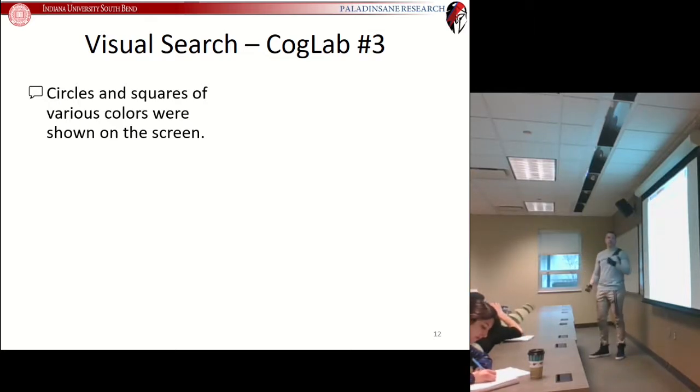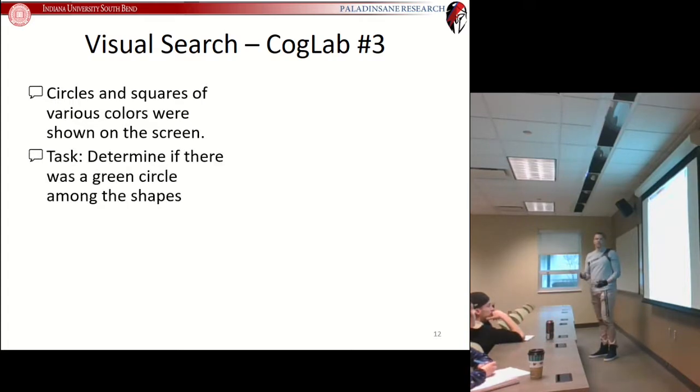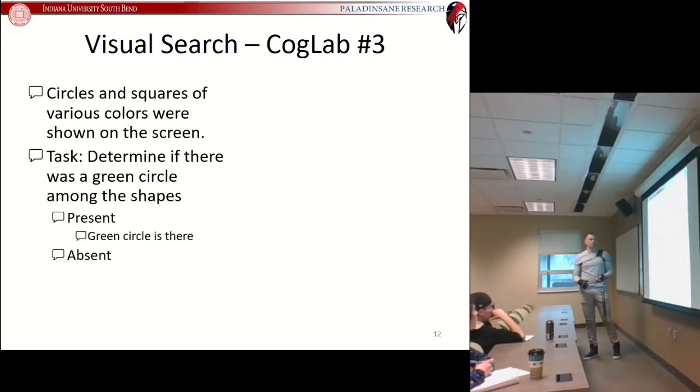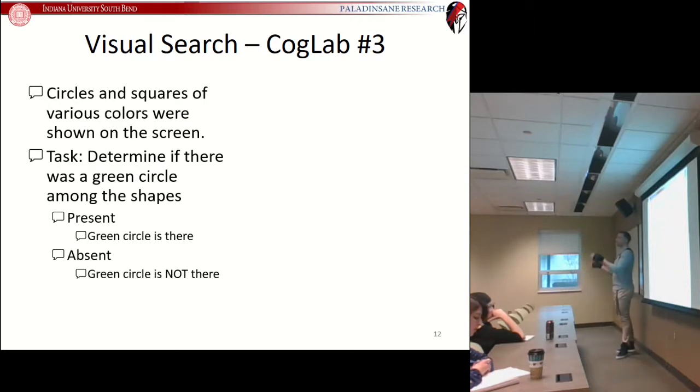So circles and squares of various colors, blue and green, were shown on your screen. And your task was to simply determine whether a green circle was among those different shapes. So there were two possibilities: either the green circle was present or the green circle was absent. Half the time, the green circle was somewhere on the screen, and you had to indicate, yes, it's there. Half the time, the green circle was not there, and the correct answer was that the green circle is absent.